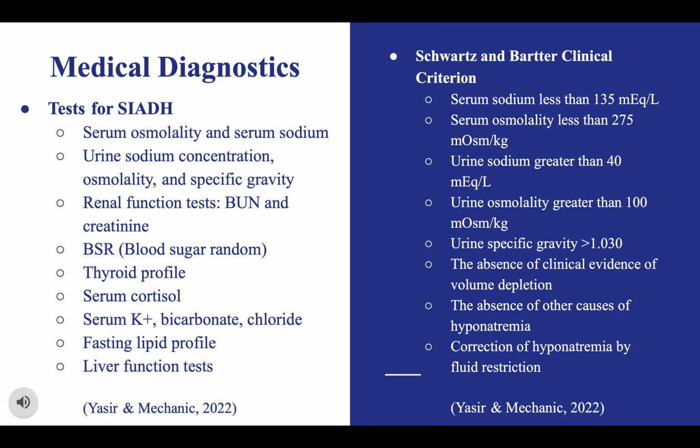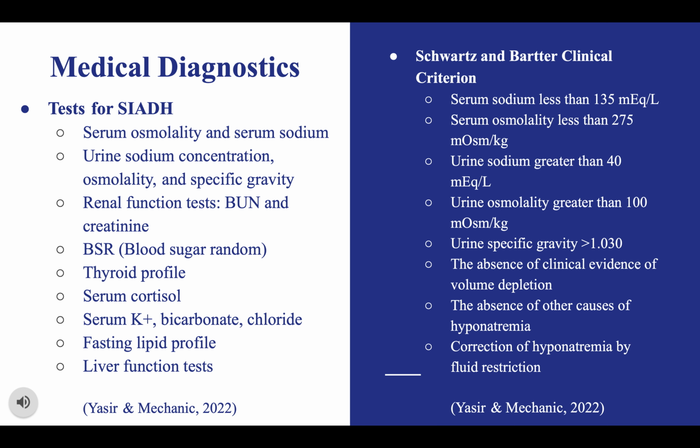This includes a serum sodium level less than 135 milliequivalents per liter, a serum osmolality less than 270 milliosmoles per kilogram, and a urine sodium greater than 40 milliequivalents per liter. This is due to ADH-mediated free water absorption from renal collecting tubules. Next is a urine osmolality greater than 100 milliosmoles per kilogram.